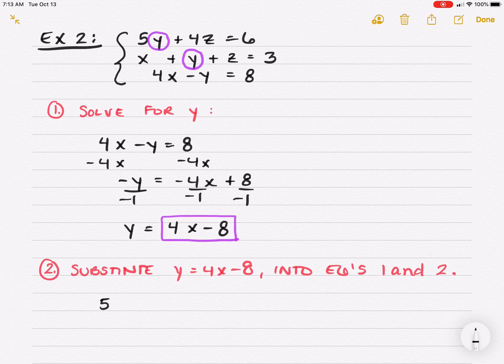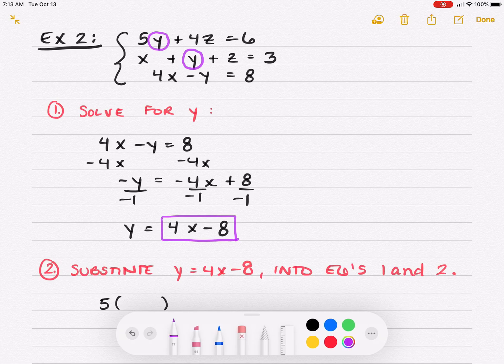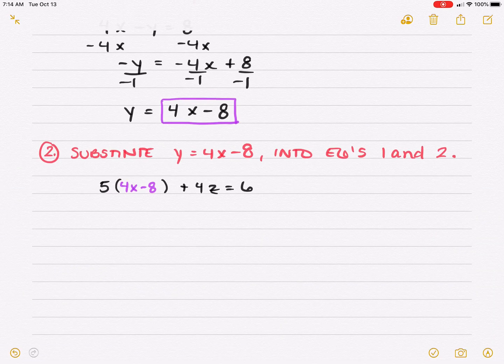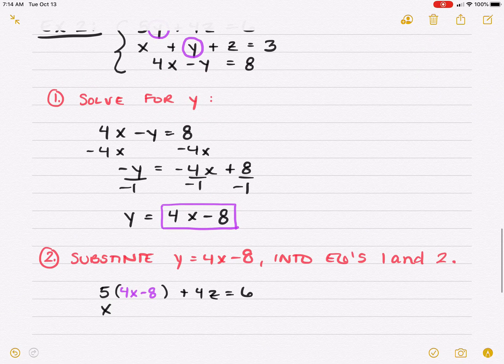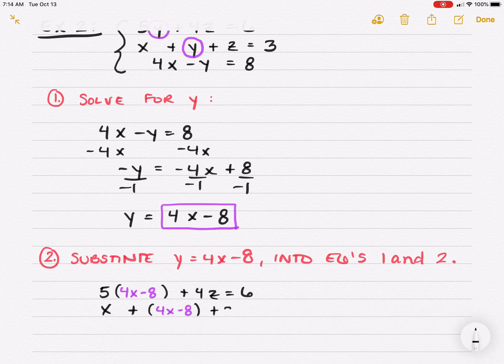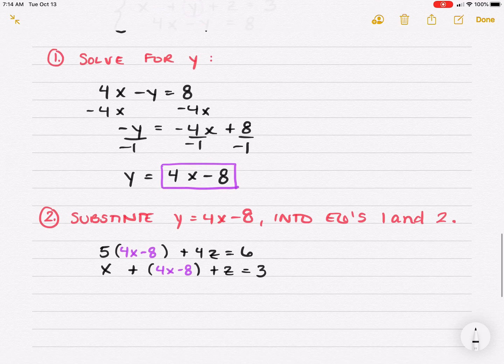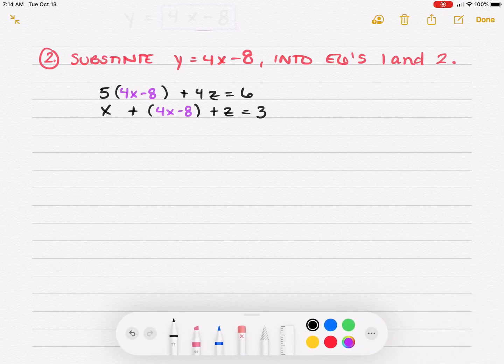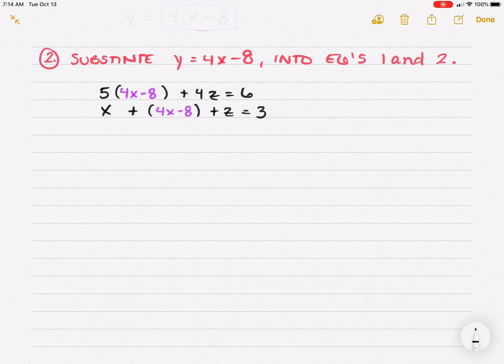It's gonna look like 5, and we're gonna take out the y and replace it with 4x minus 8. And then it's plus 4z is equal to 6. The second equation is going to look like x plus, take out the y, replace it with 4x minus 8, plus z equals 3. Okay, so now I'm going to scroll up here because I don't need to see those beginning equations anymore. We need to do a little bit of work, and we need to get these equations simplified.